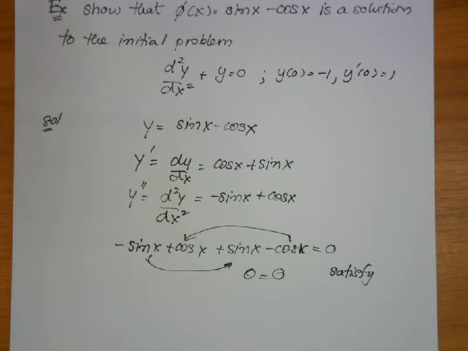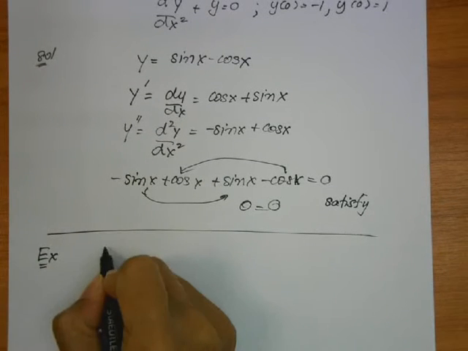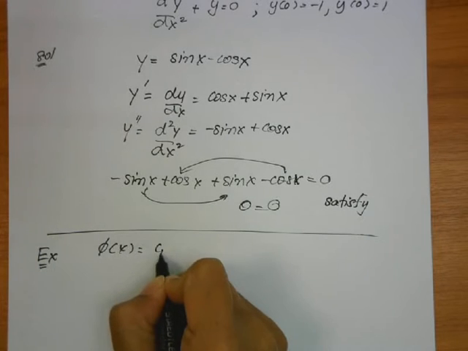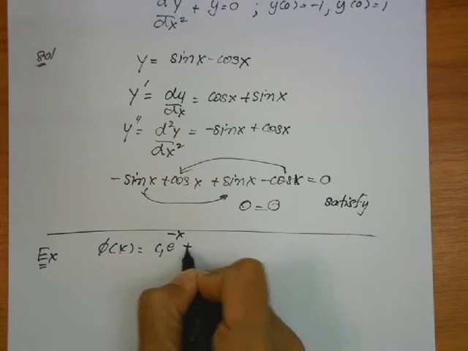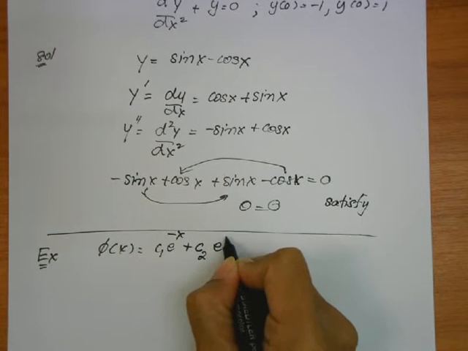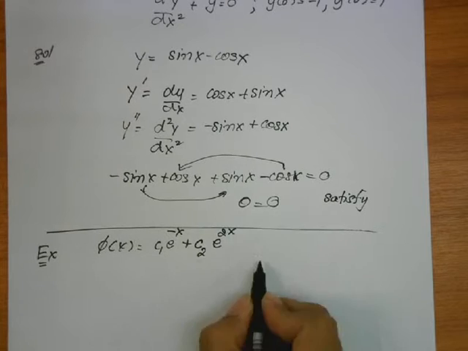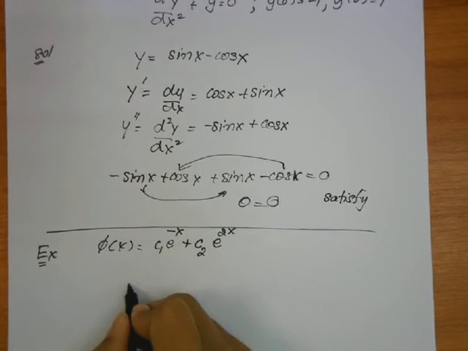Okay. So let's take a look at the next example. For example, if we have y equal to c1 times exponential of minus x plus c2 times exponential of 2x, such that this is the solution for this differential equation.